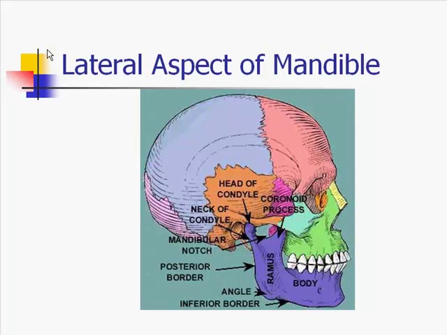Here's the lateral aspect of the mandible. Keep in mind the inferior border of the mandible. That's if you were to take your finger and find the angle of the mandible and then run your finger right underneath along the line of the mandible. This is the inferior border.